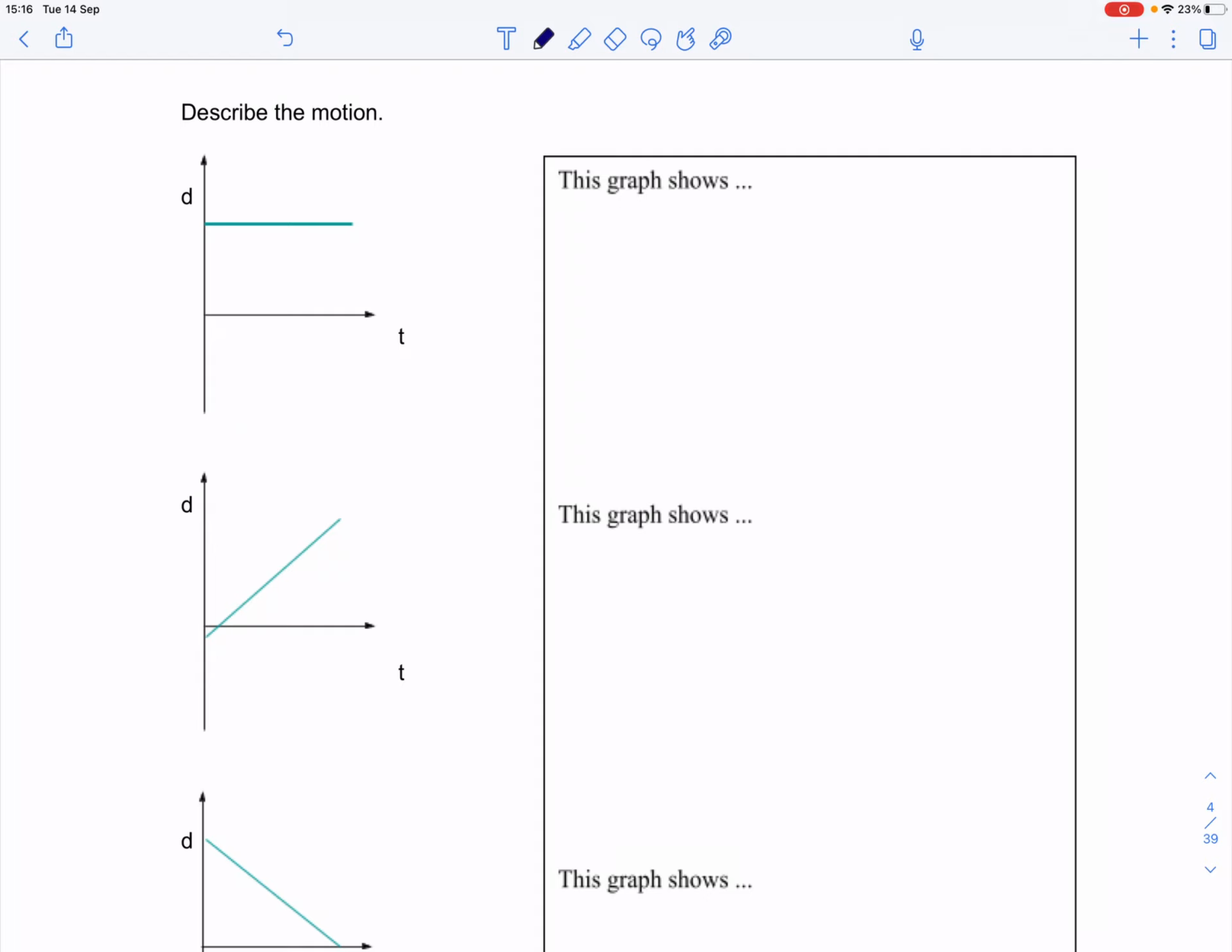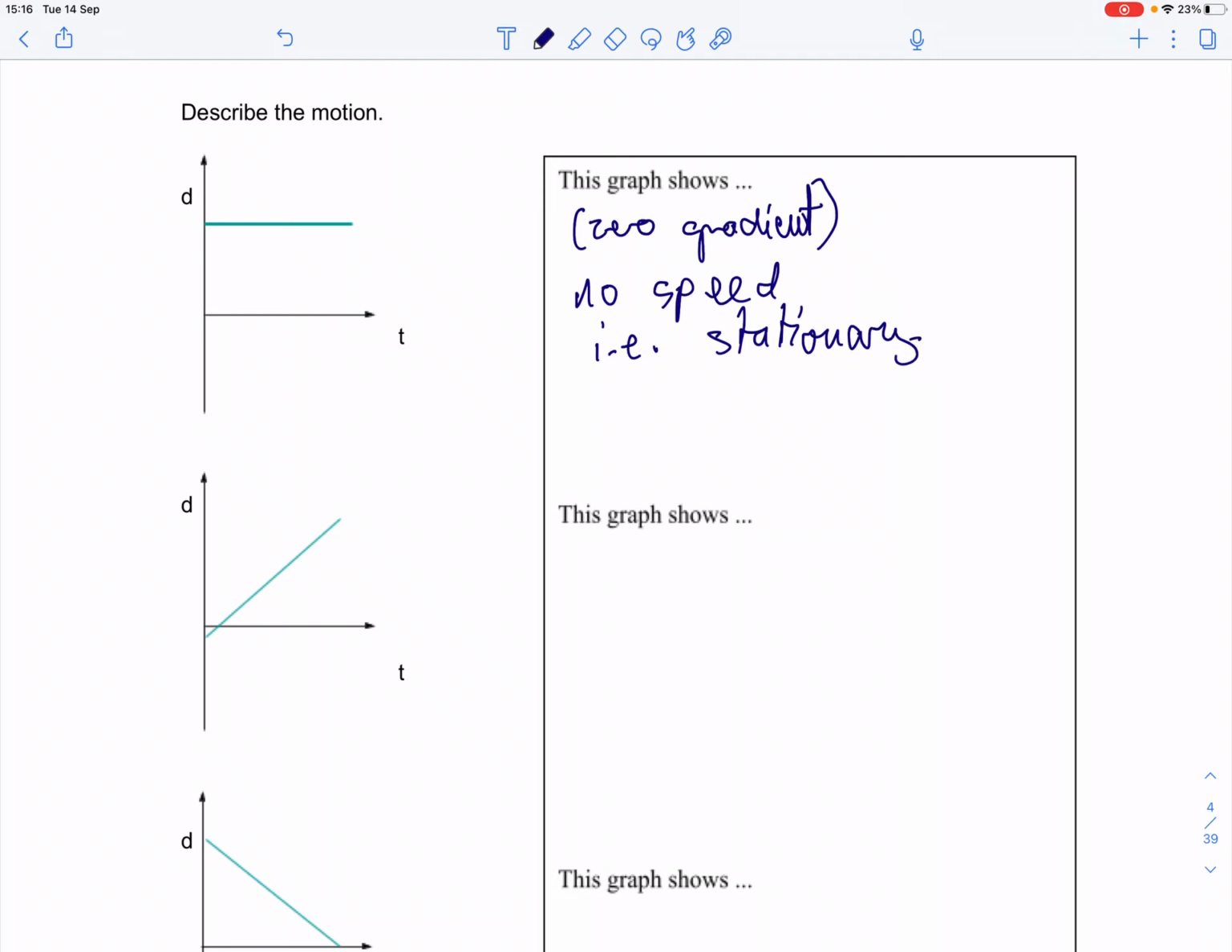Here we've got a horizontal line, the gradient is 0. So when you're doing these, think, what's the gradient? Think about the gradient, that's the same as the speed. So this graph shows, I'm going to put in brackets, 0 gradient, and therefore no speed, i.e. the object is not moving at all. It's stationary.